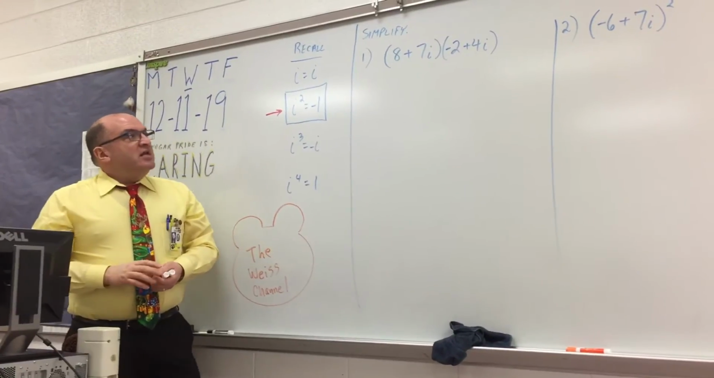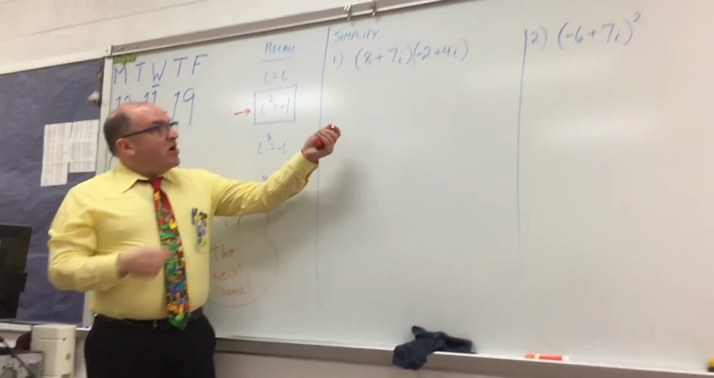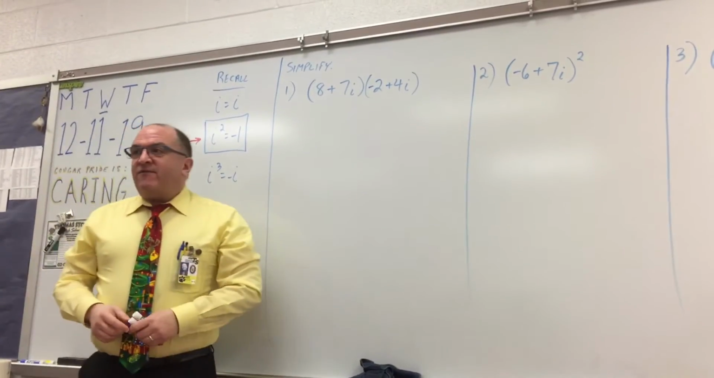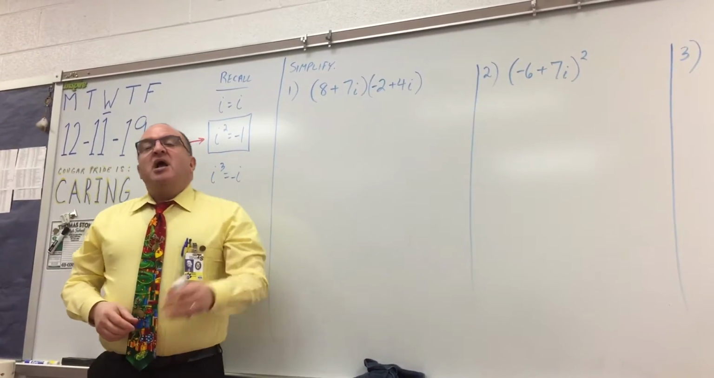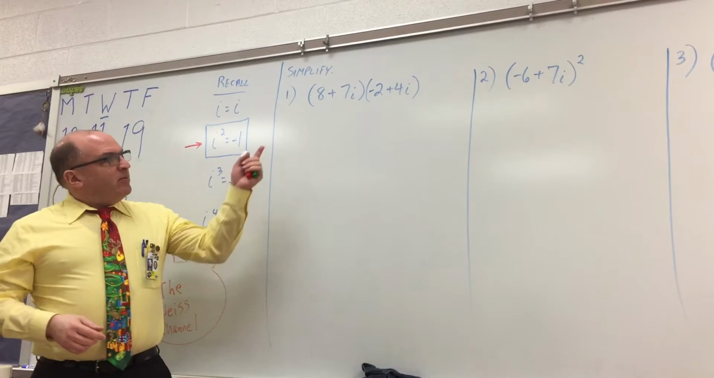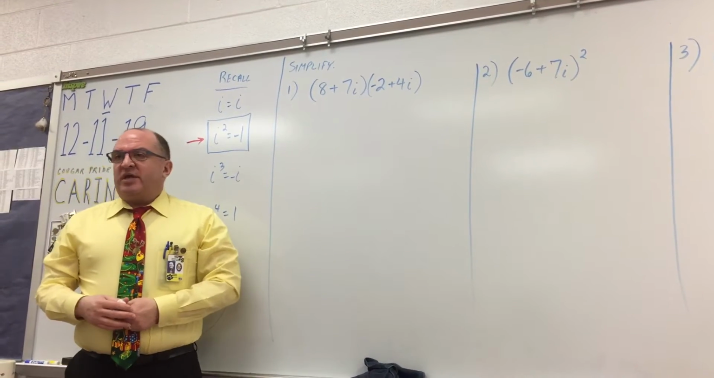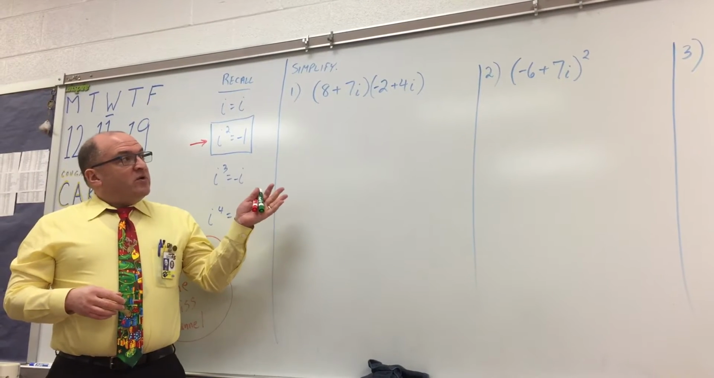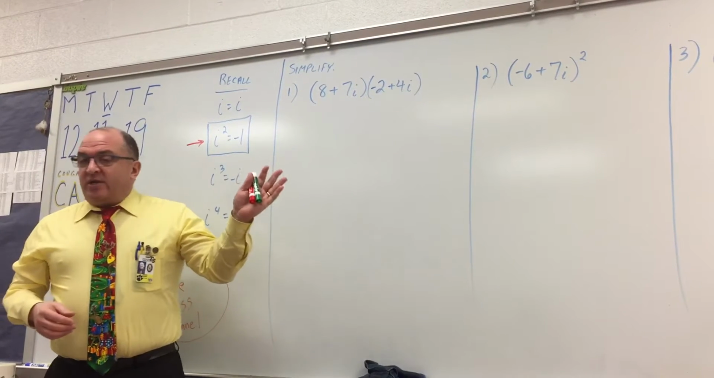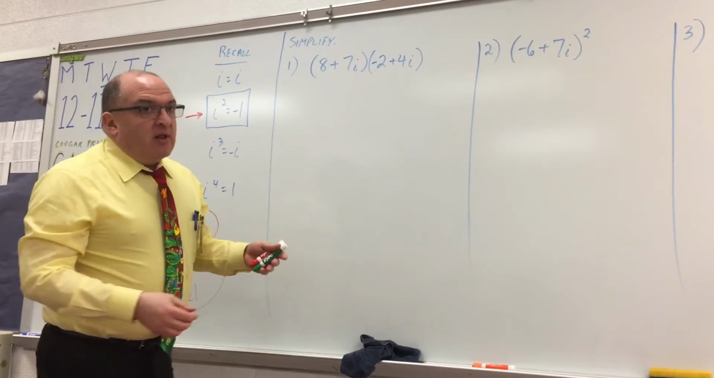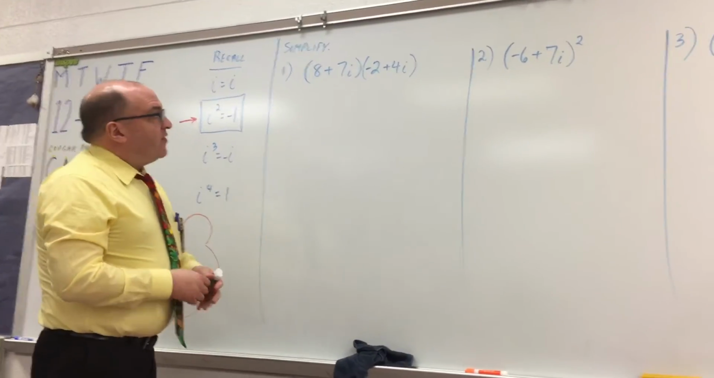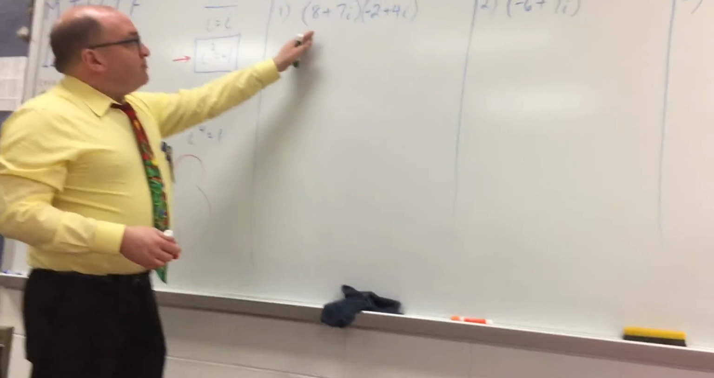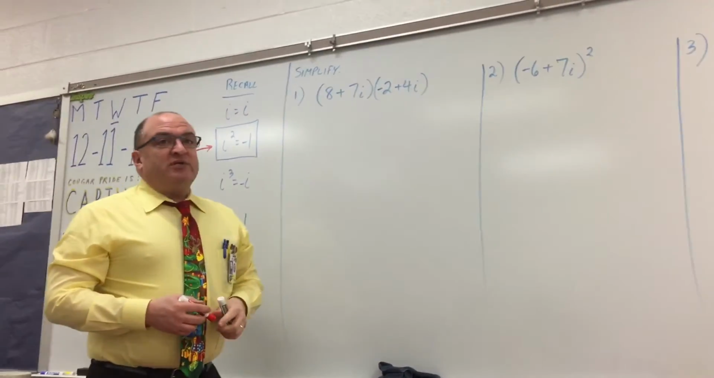All right? So here we're going to basically FOIL. Remember FOIL? Some of you prefer double distribute, which is fine. You can do it that way if you'd like. But what we're going to do is exactly what we did before with FOIL. First, outer, inner, last. For example, 8 plus 7i times -2 plus 4i.